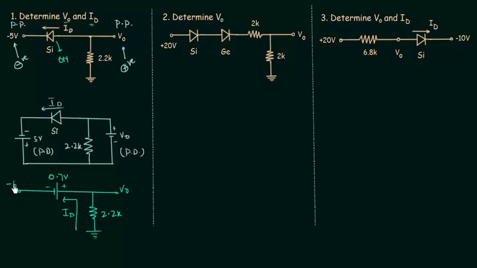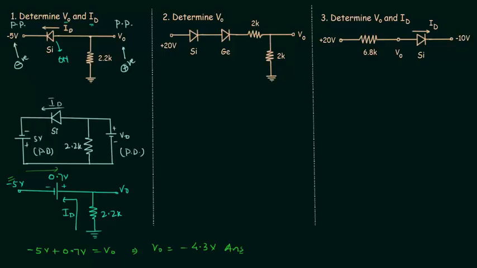Potential at this point is minus 5 volts. I will start from minus 5 volts and move towards V naught. So we have minus 5 volts plus 0.7 volts equal to V naught. So V naught is simply equal to minus 4.3 volts. This is the answer. You can see how simple it is to calculate the values using the potential at points.